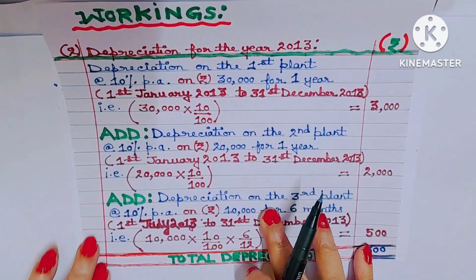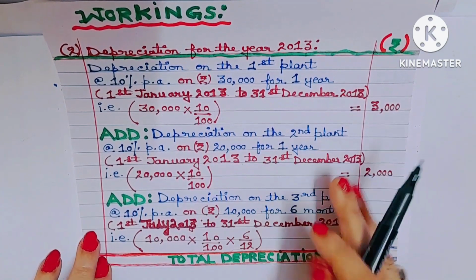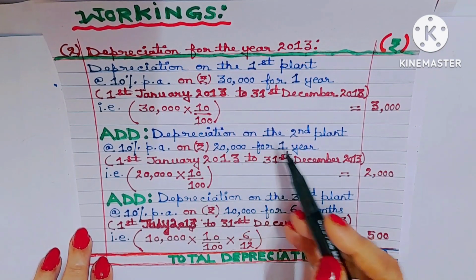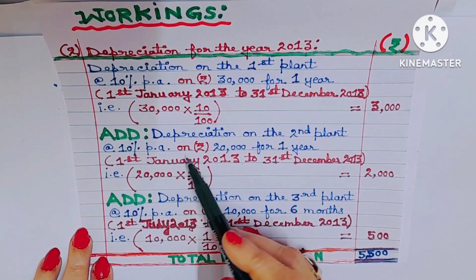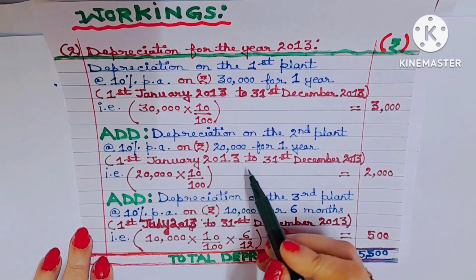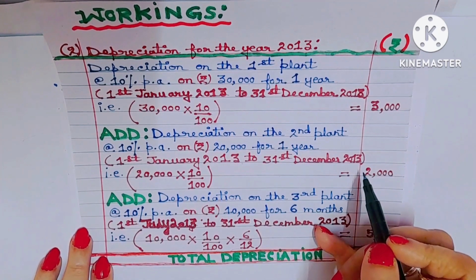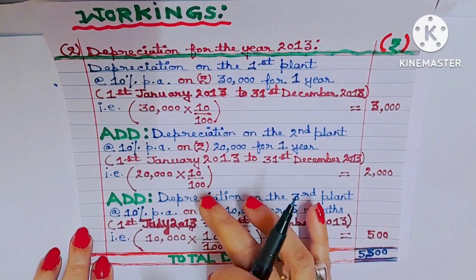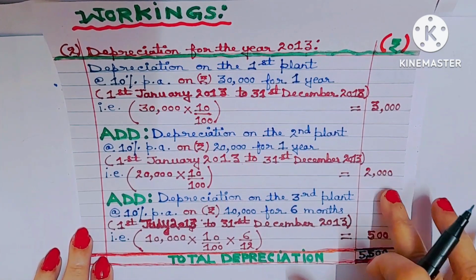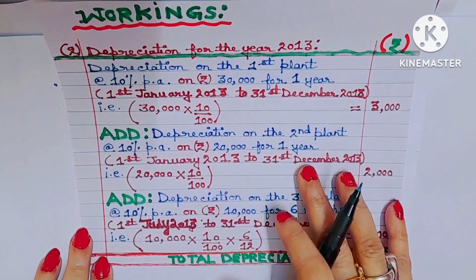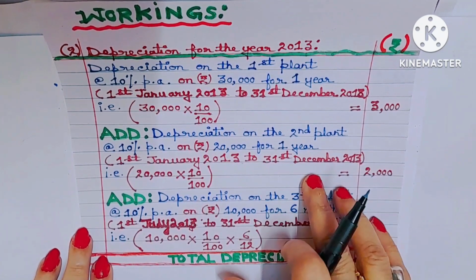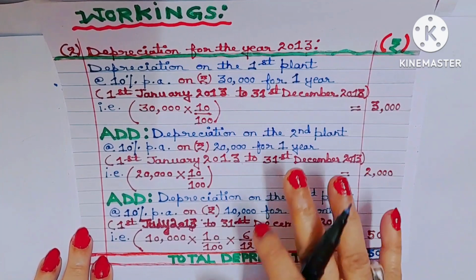Now let's charge depreciation on the second plant also. So you got to write add depreciation on the second plant at the rate of 10% per annum on rupees 20,000 for 1 year. That is 1st January 2013 to 31st December 2013. That is 20,000 into 10 by 100 into for 1 year. That will give you 2,000. Now you can ask me the same question.